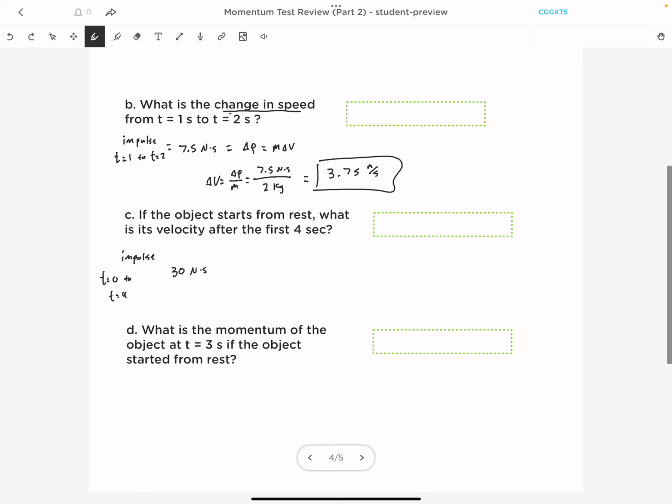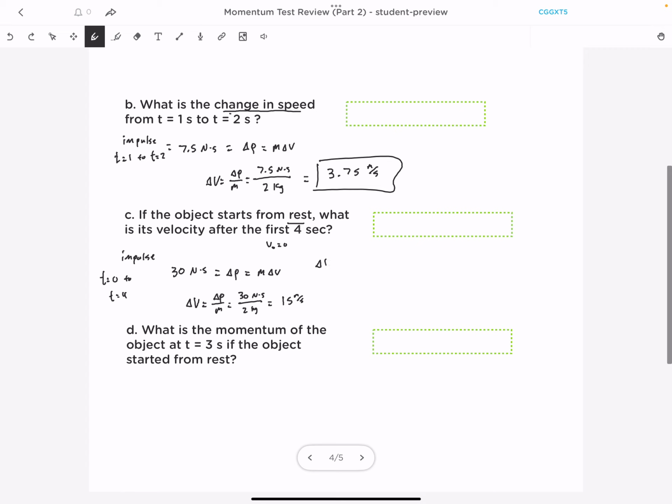And we know the object starts from rest, right? So V naught is going to be 0. We're going to do the same process that we did in the previous problem. So we know that's going to equal the change of momentum, which is equal to m delta V. So let's solve for delta V, right? We're going to take the change of momentum divided by the mass. So we have a change of momentum of 30 Newton seconds divided by the mass of 2 kilograms, and we end up with a change in velocity equal to 15 meters per second.